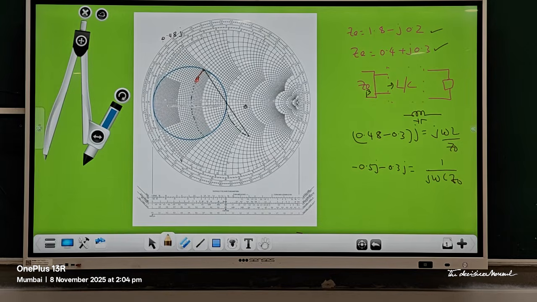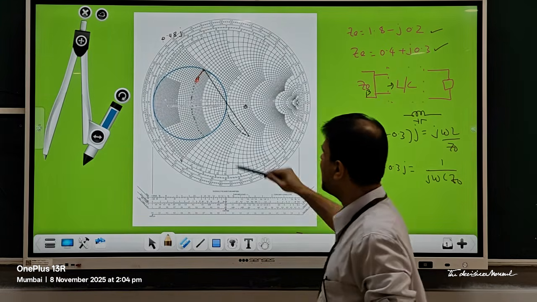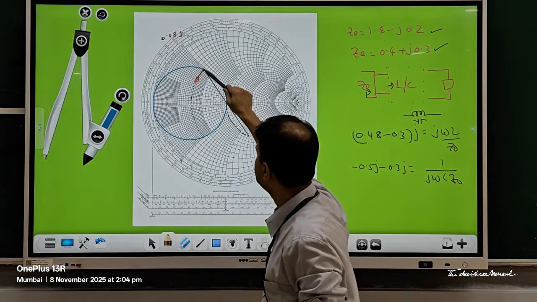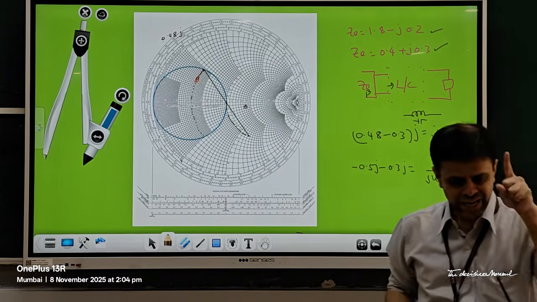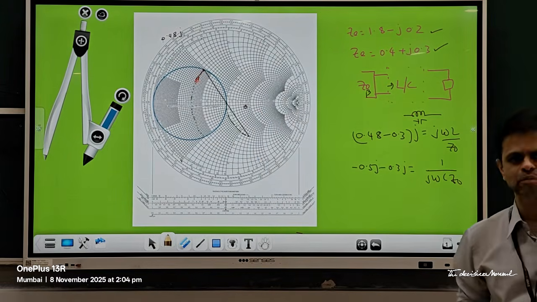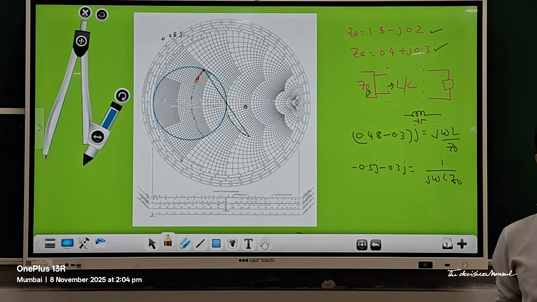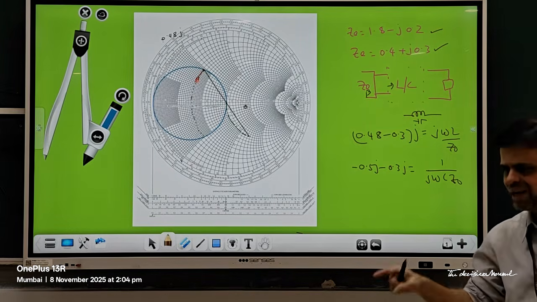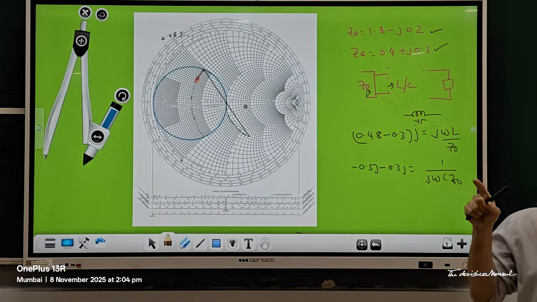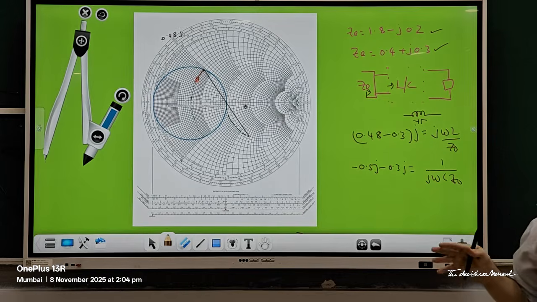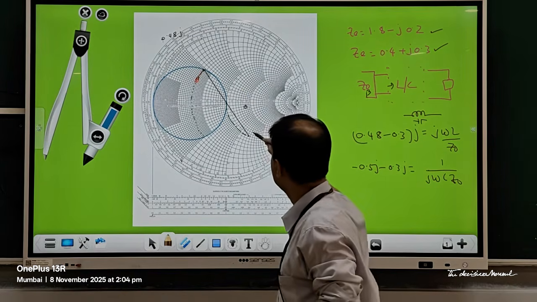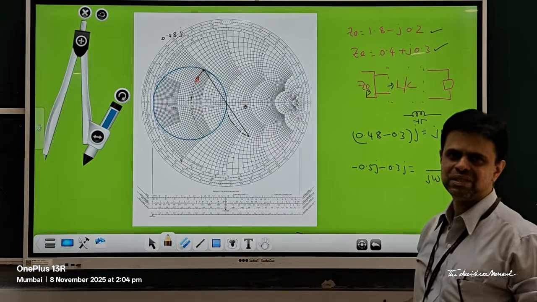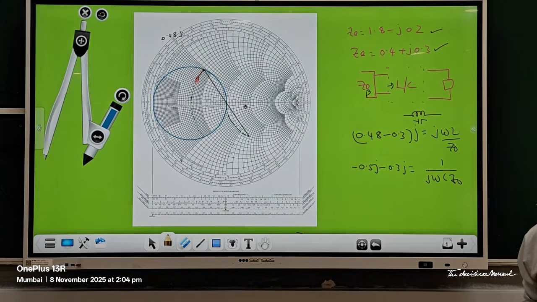So what I will do is take a diametrically opposite point from this point to the R1 circle. Remember, any diametrically opposite point lying on the G1 circle will always arrive on the constant R1 circle. You can take any such combination, you can verify yourself. So the diametrically opposite point from the G1 circle will arrive at the R1 circle. So you take the diametrically opposite point.